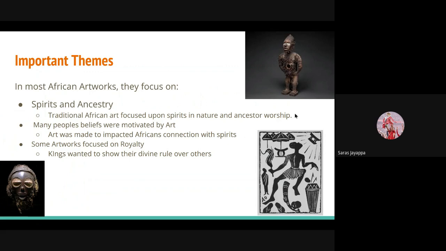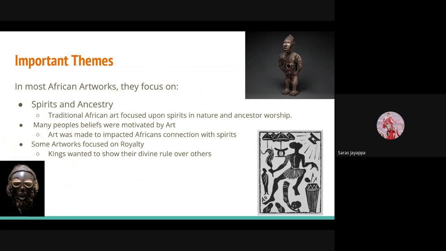On this one right here, we have the Nkisi Nkondi. I'm sorry for my pronunciation. Oh sorry, this is the Sika Dwa Kofi. It's basically showing power displayed through the hierarchical scale, where the most important person is the largest in the figure, and it shows that divine light.